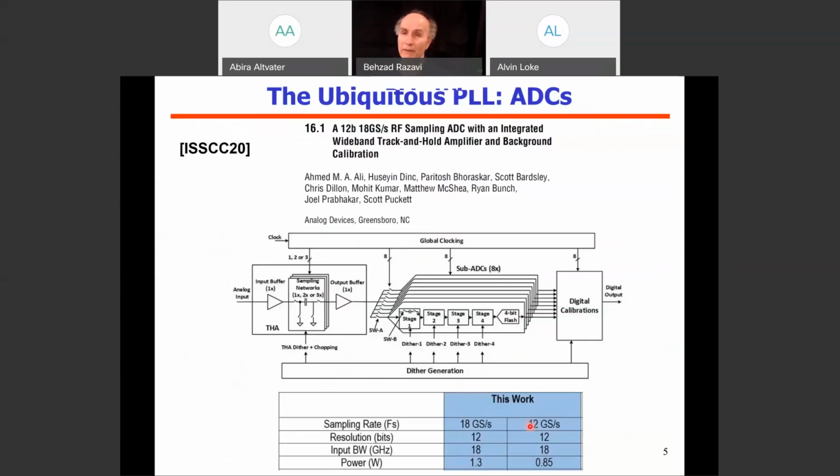Finally, we also have A to Ds, and here's an example from Analog Devices, a 12-bit A to D that operates up to 12 or 18 gigahertz. And we would think that the clock driving this A to D must also have sufficiently small jitter so as not to degrade the SNR significantly. So I would like you to remember this power consumption here for the case of 12 gigasamples per second for this A to D. And later on, as we look at the PLL that will provide this clock to the A to D and see how much power consumption it would need, it will be interesting to compare these two numbers.